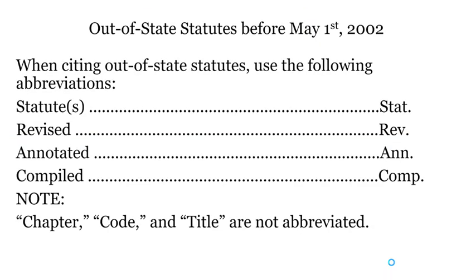Okay. So this is for out-of-state statutes before May 1st, 2002. And when citing out-of-state statutes, there's this little table on the screen where you use the following abbreviations. So for statutes, you use STAT period. For revised, make sure to use REV period. For annotated, ANN period. And for compiled, COMP period. And you should note chapter, code, and title are not abbreviated. And then for more information on how to cite out-of-state statutes, you can visit page 44, section 3.4 of the Ohio Writing Manual.